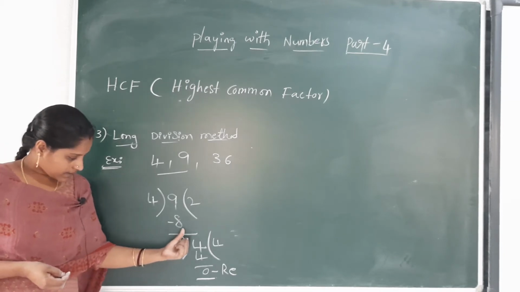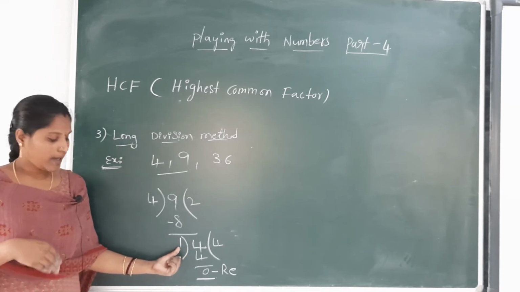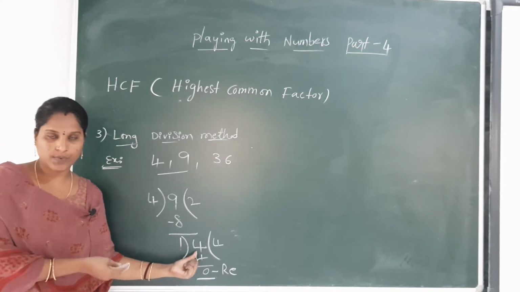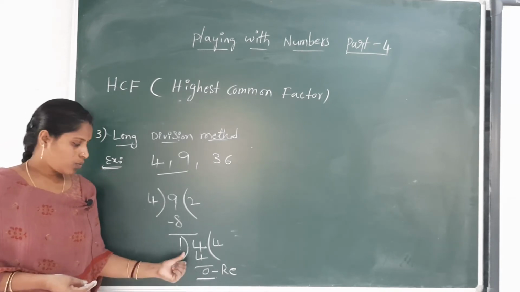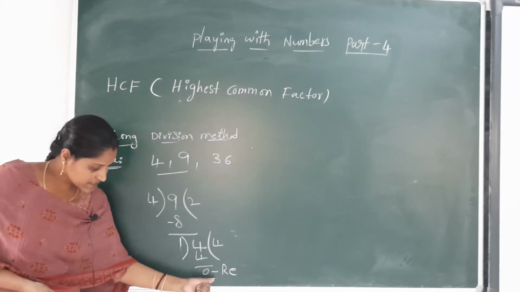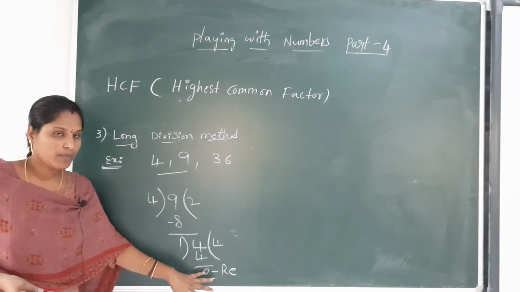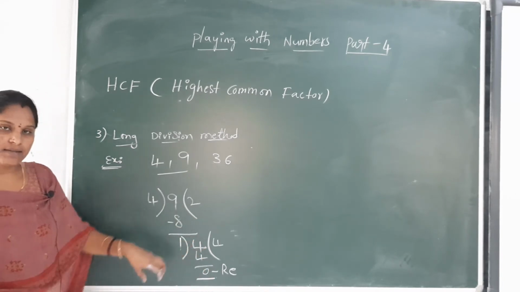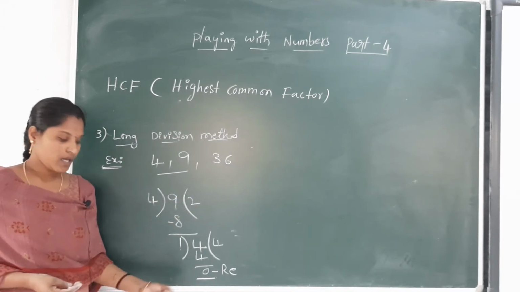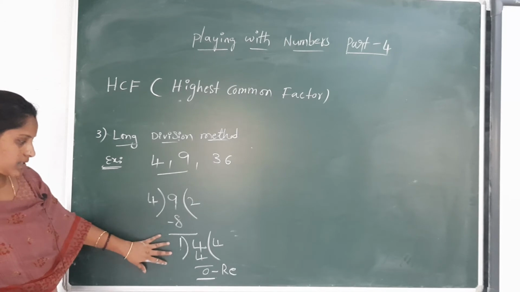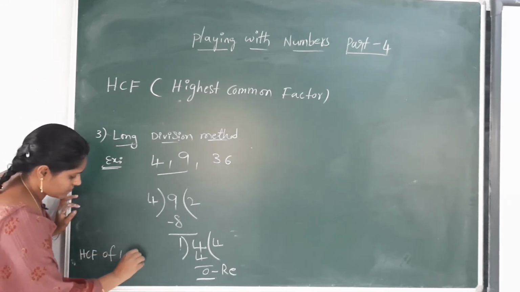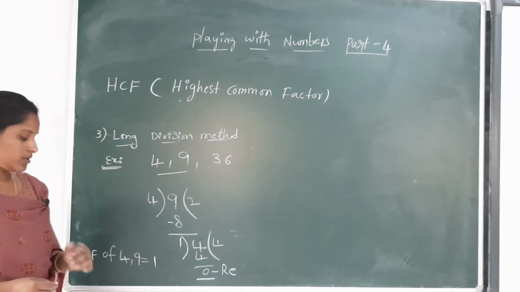Next, the remainder as divisor and the last before divisor as the dividend, we have to continue this process up to we get 0. One table in this, 4 times 4 1s are 4, 0. Finally, from the whole process, the last divisor is the HCF. Then HCF of 4 and 9 is 1 here.